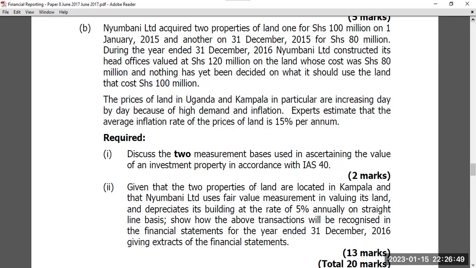So now we can say that the land which cost 80 million, because it is that land where they constructed the head office, we have confirmed that we are going to be accounting for the building they constructed, the head office, under IAS 16 PPE. And also the land itself is going to be accounted for under IAS 16 PPE, because it is going to be used for administrative purposes or owner occupation.